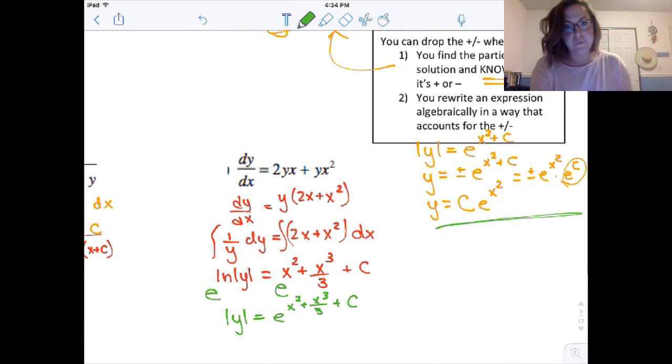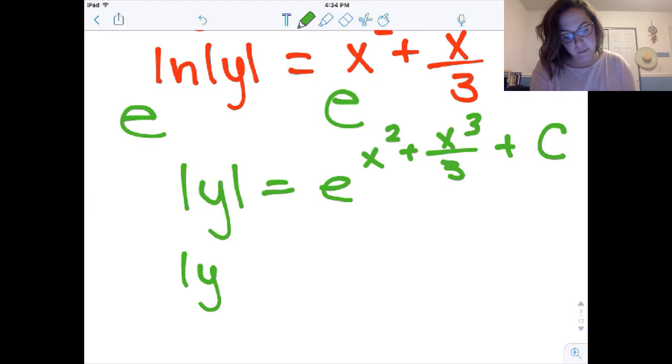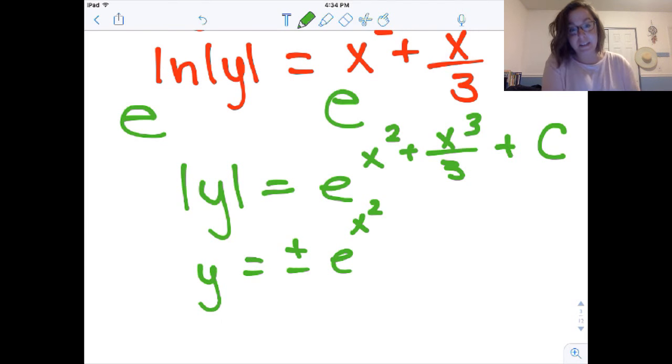I know that when I'm adding exponents, it means the bases were multiplied. So absolute value of y, or actually let's drop that. Let's put some plus or minuses in. E to the x squared. I know I could do times e to the x cubed over 3, but that doesn't really make it simpler. Times e to the c.